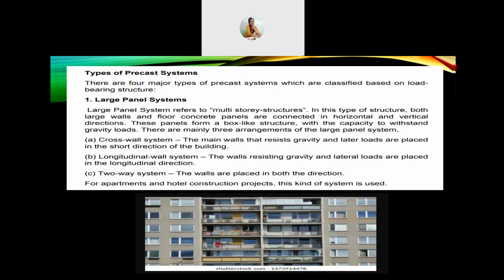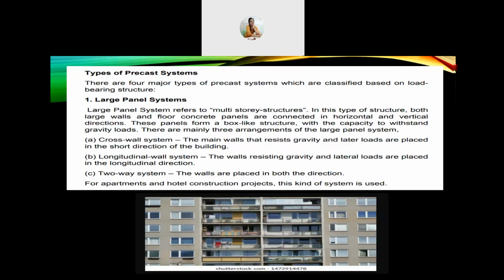Types of precast systems. There are four major types of precast systems which are classified based on load-bearing structure. Number one is large panel systems. Large panel system refers to multi-story structures. In this type of structure, both large wall and floor concrete panels are connected in horizontal and vertical directions. These panels form a box-like structure with the capacity to withstand gravity loads.